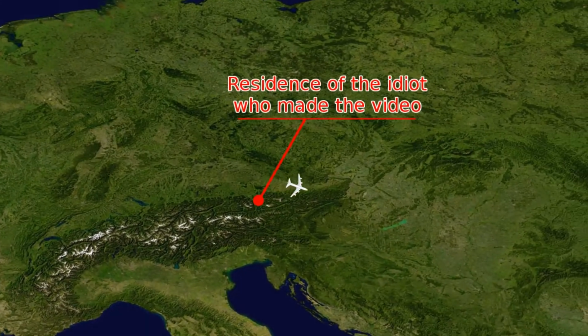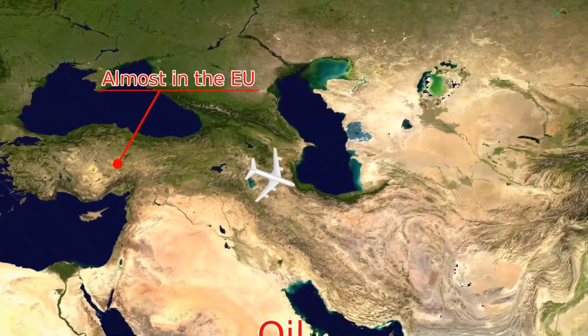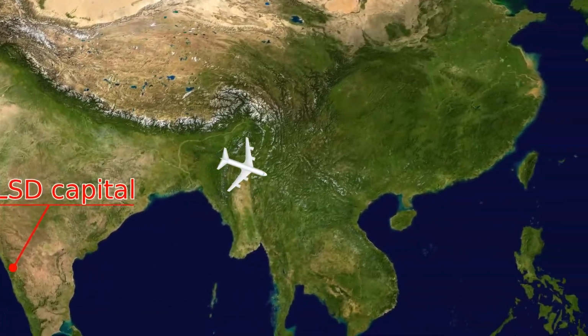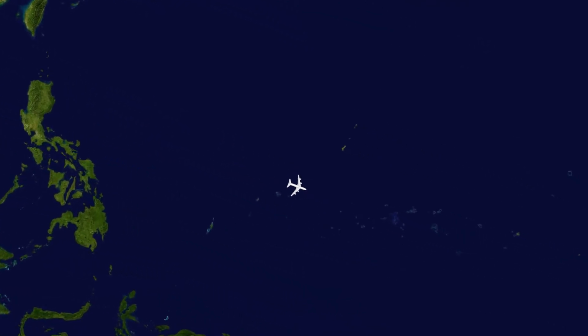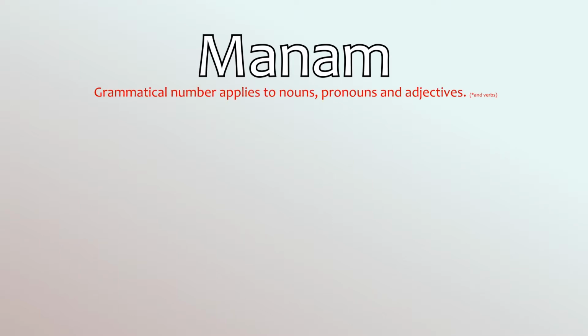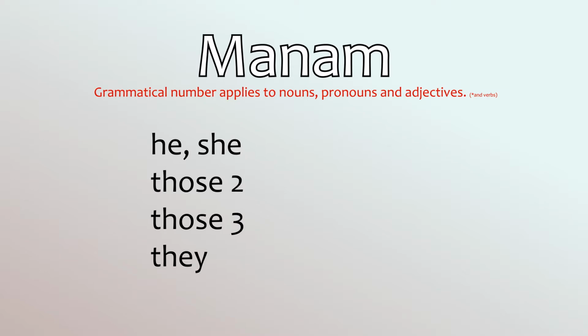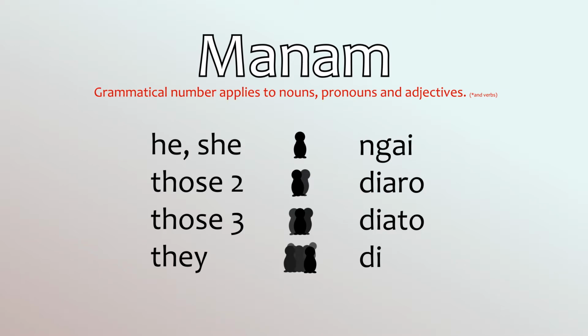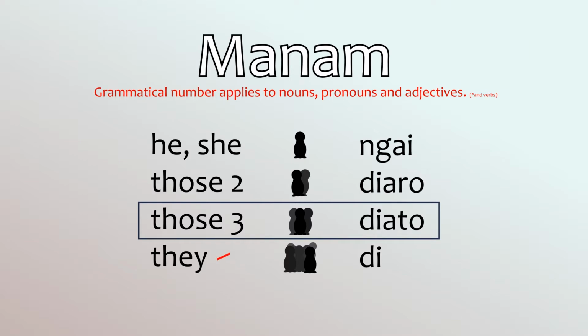In order to find languages that utilize a trial number, we definitely have to leave Europe. Several Austronesian languages make use of a trial number, for instance the Manam language. By the way, grammatical number is not limited to nouns, as you'll see in the following example. In Manam, the third person looks like this. Ngai is he or she, diaro is those two, diato is those three, and di is they. Remember that using the trial in languages like this one is a necessity. If you want to talk about three people, you cannot use they, but you have to use those three.